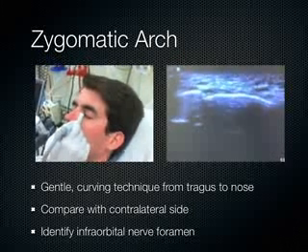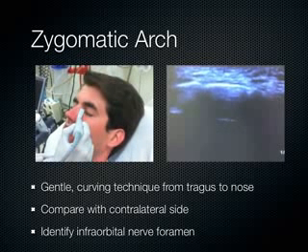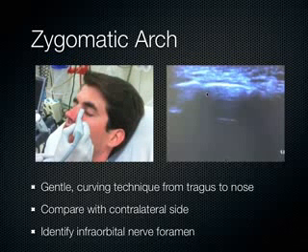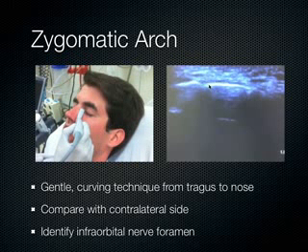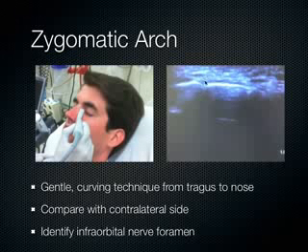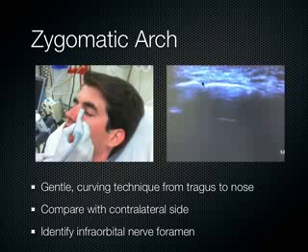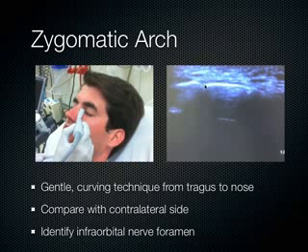You just take that gentle curving technique from the tragus of the ear all the way over to that nasolabial fold, and the good thing is you can compare it to the other side. And once in a while, you'll see that infraorbital nerve foramen drop down, and it's pretty easy to make out. The infraorbital nerve foramen is where that nerve pops out, and that's a common place we do nerve blocks when we're doing painful things to people's faces in the emergency department. We find that infraorbital nerve foramen and bring a needle down to it and block up that nerve.